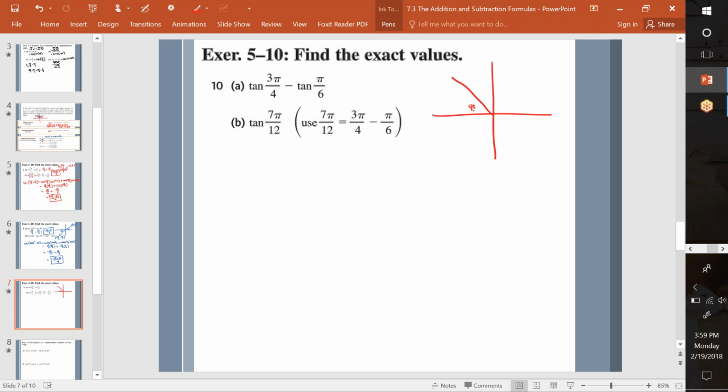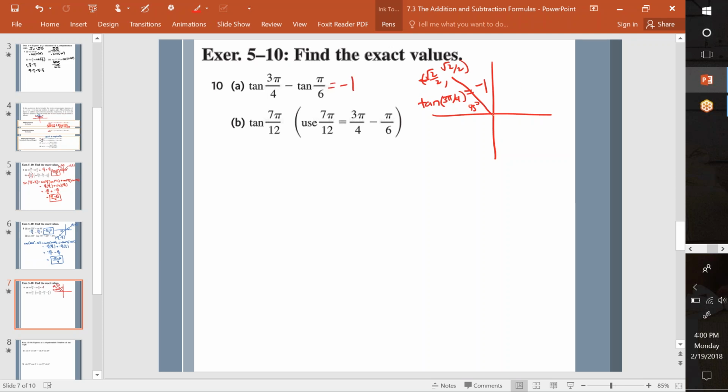It's a 45-degree angle. That means that this is square root of 2 over 2 with a negative for the x and square root of 2 over 2. But the tangent of that is going to be y over x. So that's negative 1 because it's square root of 2 over 2 over itself, but you have a negative x. So that means this one right here is negative 1.